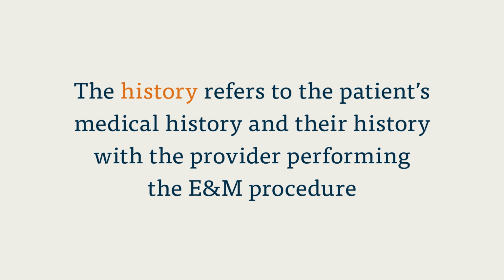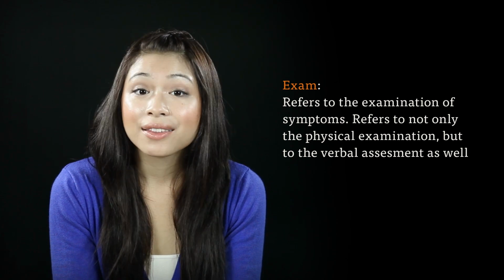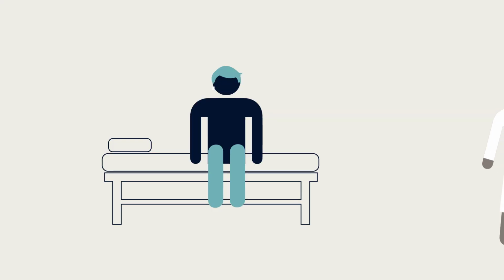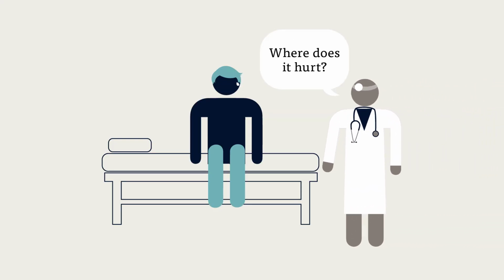Generally speaking, there can be no E&M code without an HEM. The history refers to the patient's medical history and their history with the provider performing the E&M procedure. The exam refers to the examination of symptoms. This refers not only to the physical examination, but to the verbal assessment as well. When a doctor evaluates a patient, they ask what's bothering them, where something hurts, how long the patient has been experiencing the symptoms, etc. These are all parts of the exam.